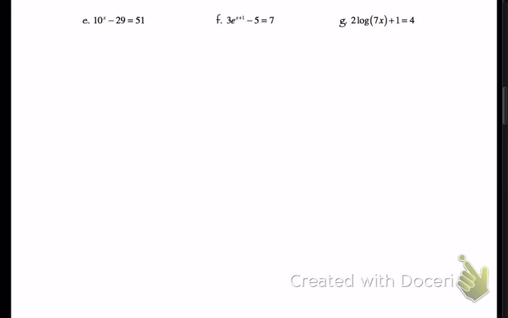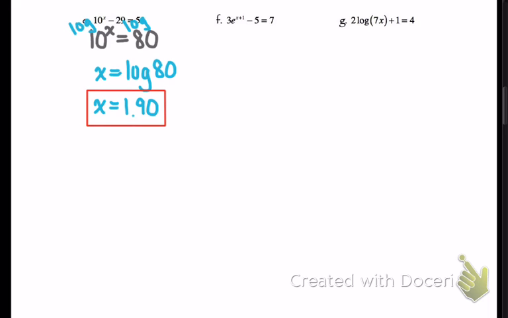Here it is. You asked for it a little bit more difficult, and voila, you got it. So letter E, the first thing I should do is get that 10 to the x by itself, so I'm going to add 29 to both sides. Now it's in base 10. I know the inverse is to take the log of both sides. So I'm left with x equals the log of 80. In my calculator, I get 1.90.